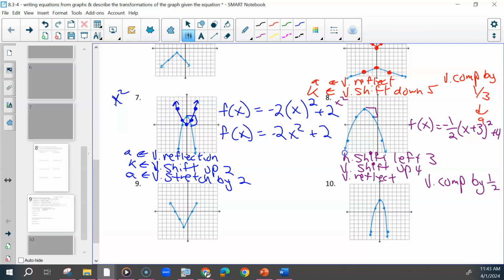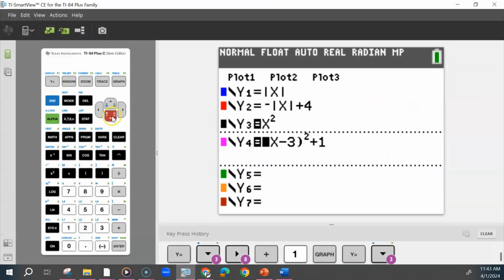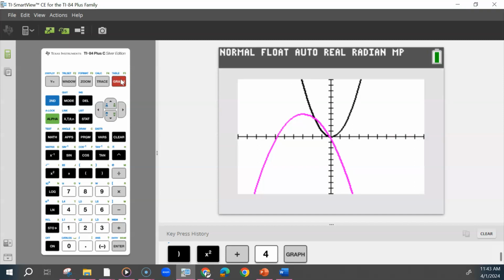Really, with your quadratic compressions, I would double check it in the calculator because your absolute value is really easy to count the slope. Quadratic, you might get confused. So I'm going to double check that one in the calculator. So that was -1/2 (x plus 3) squared plus 4. So I can see it definitely got wider, it's upside down, it moved left 3, and moved up 4. You can also look at the table.